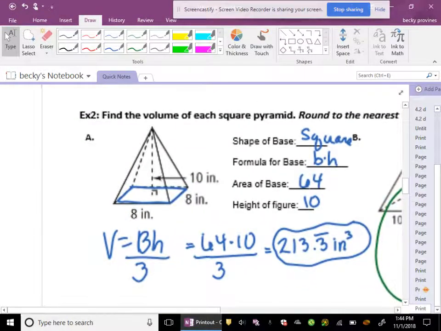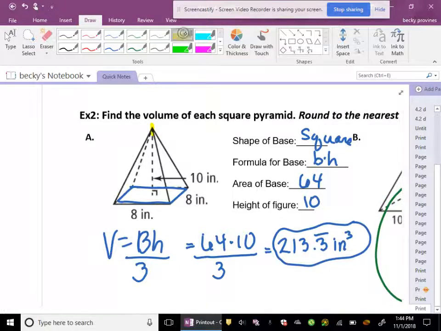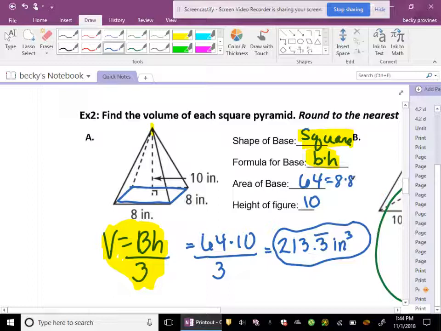Okay, so now we're going to move on to pyramid. So anytime it goes to a single point, that means you're going to take the base times height formula and divide it by 3. So if you notice, our formula is different now. We're going to divide by 3. My base is a regular shape, which means it's a square. How do you find the area of a square? Well, that's just base times height. So I'm taking 8 times 8 to get the 64.